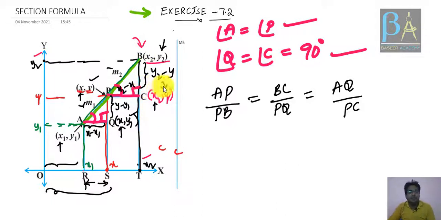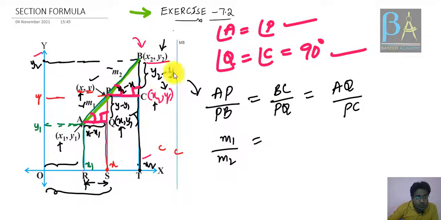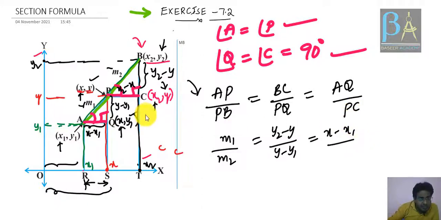Okay, now that we know the values, let us substitute the values here. In place of AP, what is AP? AP is m1, so let me write m1 here, and PB is m2, so let me write m2 here. BC is y2 minus y, so let me write y2 minus y, and PQ is y minus y1, so let me write y minus y1. AQ is x minus x1, so let me write x minus x1 here, and PC is x2 minus x, so let me write x2 minus x here.